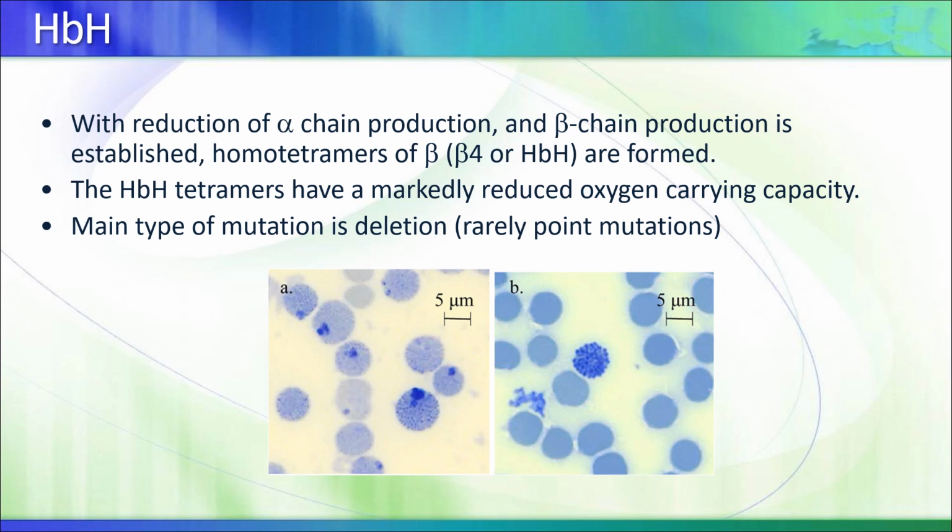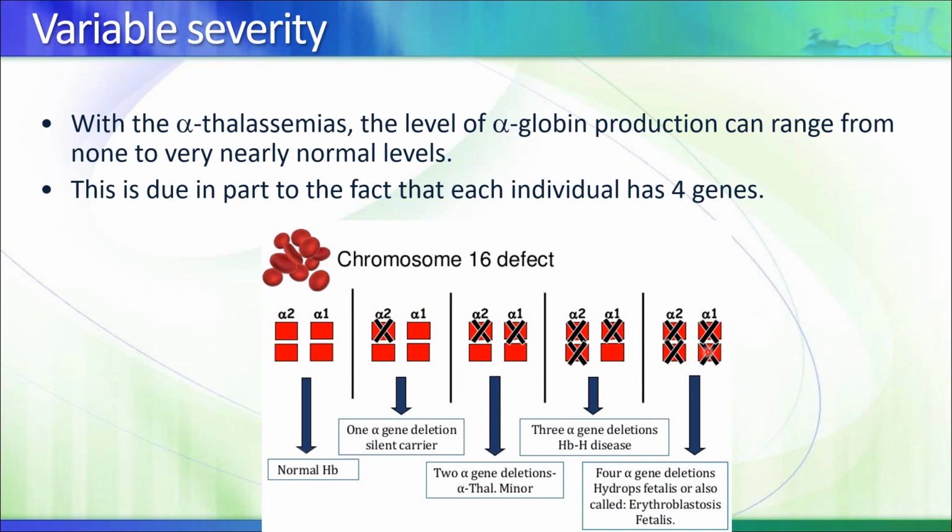The main reason for why a person would have alpha thalassemia is deletion mutations rather than single point mutations. Now remember that we have 4 alpha genes. We have 2 on each chromosome. So we have a total of 4 alpha genes. As a result, normal individuals would have all 4 of them being active. There is a probability that one of them would be mutated.